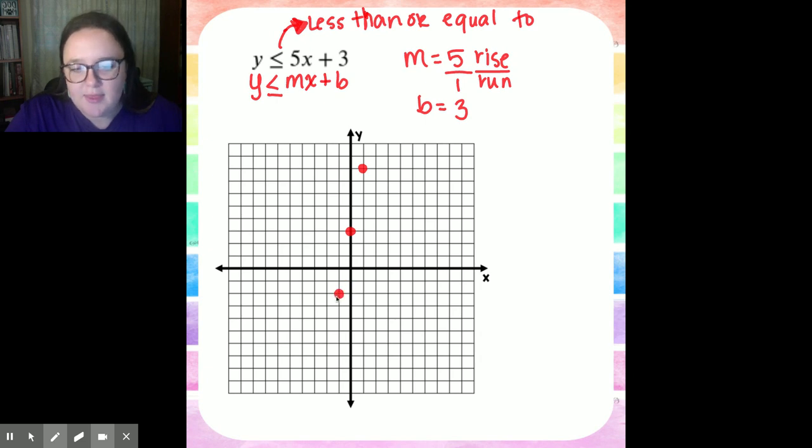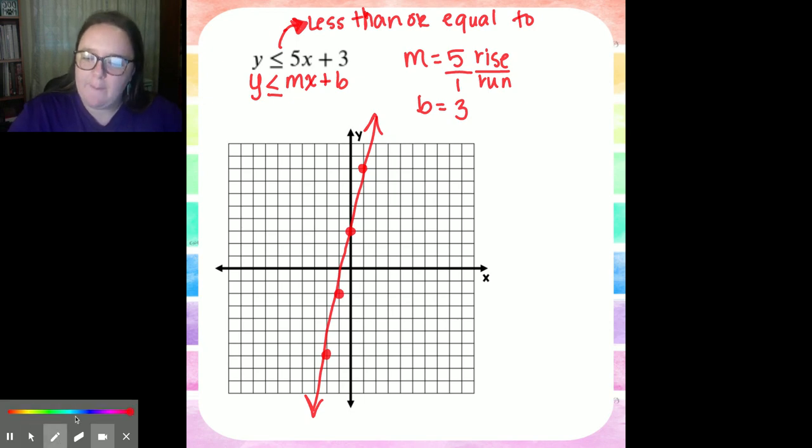And then one more time, I think I can squeeze on this graph down 5: 1, 2, 3, 4, 5, to the left 1. That's all I can fit on this graph. So I'm going to connect these dots with my line as straight as I can get it. There is our line. So now let's see what happens with this.